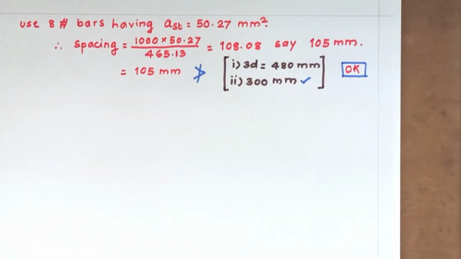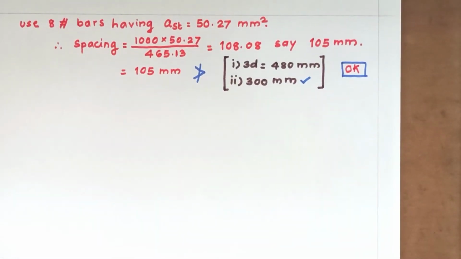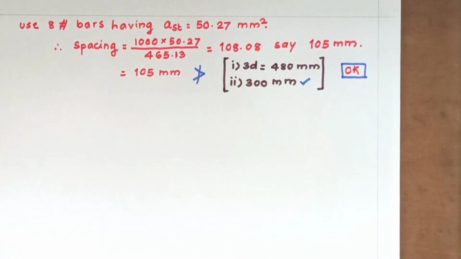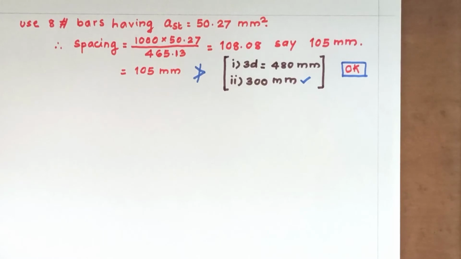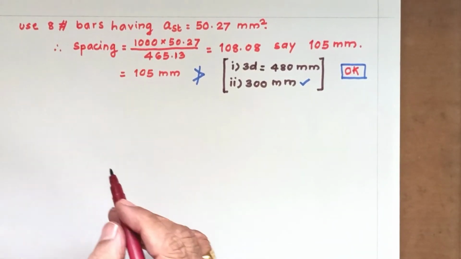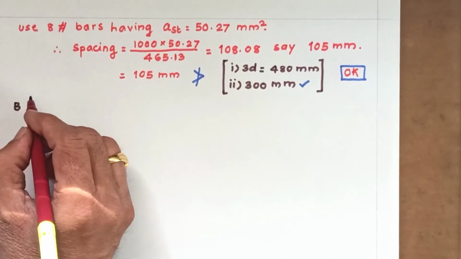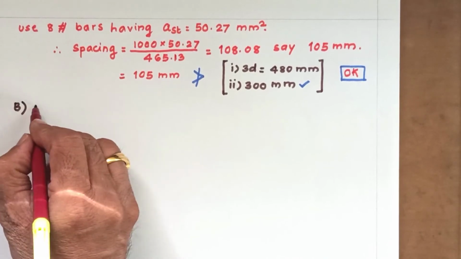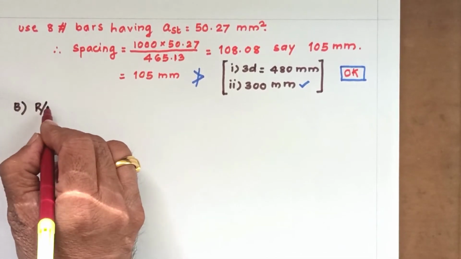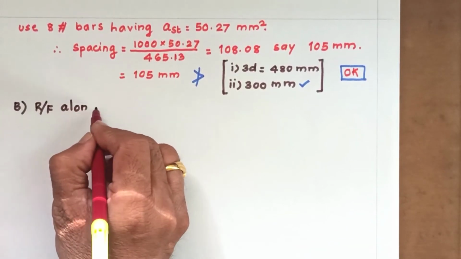So you can very easily see that. Use 8 Tor bars at 105 mm center to center along short span with alternate bars bent up. Okay. Now part B of reinforcement, that is reinforcement along longer span.